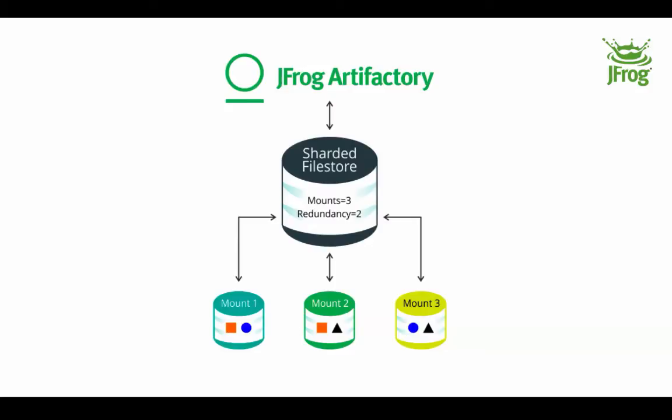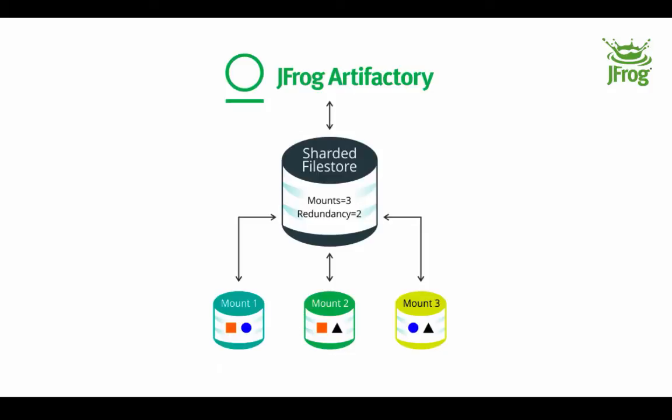If I had redundancy equal to 1, then Artifactory will store 1 copy. If I had redundancy equal to 3, then Artifactory is going to be storing 3 copies. So this means that you have full redundancy. Full redundancy is something where your redundancy count is equal to your mounts count, right? And of course, it's obvious that your redundancy cannot exceed your mounts. You cannot have 3 mounts and 4 redundancy.